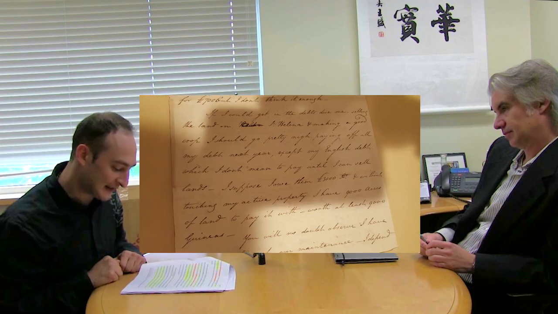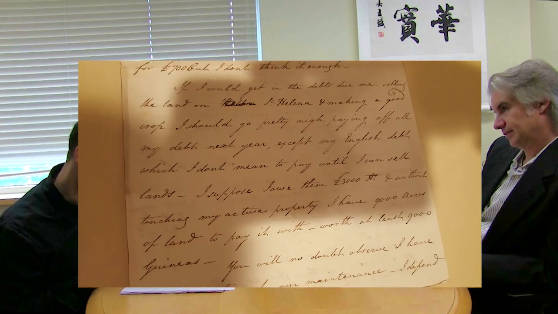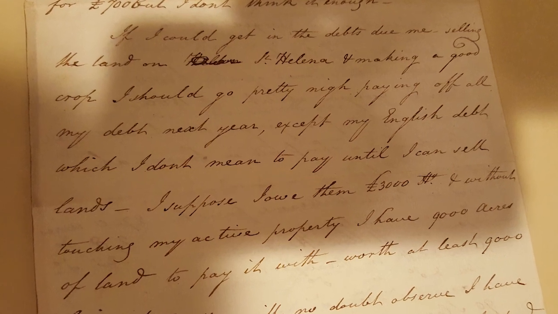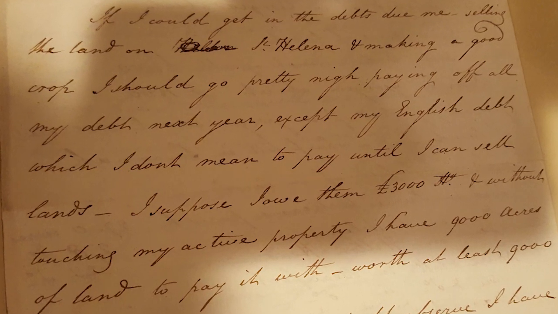I can sell my land in Helena immediately for $700. I don't think it's enough. If I could get the debts due to me, selling the land on Helena and making good crop, I should go off and pay all my debts, except for my English debt, which I don't mean to pay till I sell my lands. I suppose I owe them $3,000. Without touching my active property, I have 9,000 acres of land to pay with."